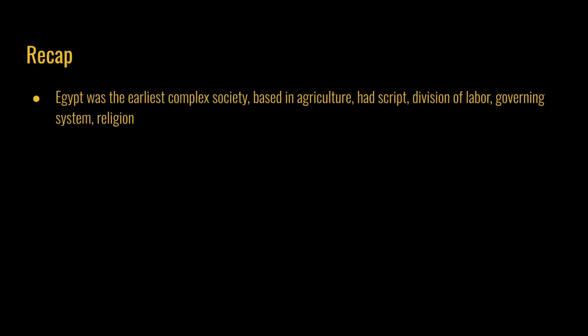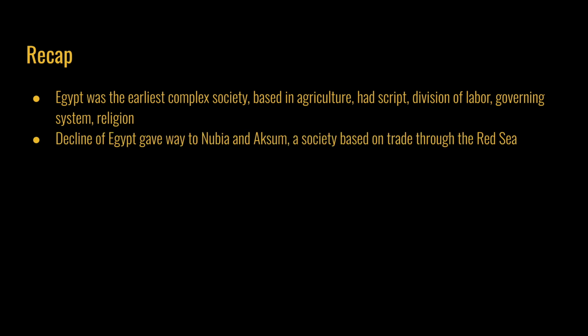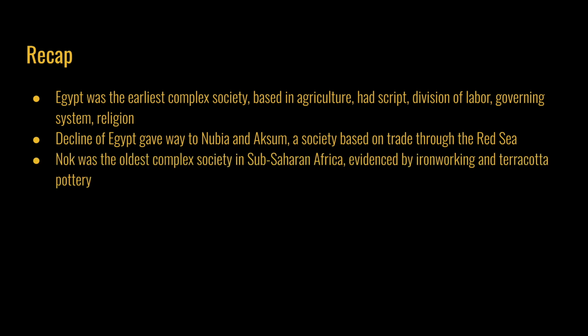Alright, finally here's the recap. Egypt was the earliest complex society based on agriculture with its own script, division of labor, governing system, and religion. The decline of Egypt gave way to Nubia and Axum, societies based on trade through the Red Sea. Nok was the oldest complex society in sub-Saharan Africa, evidenced by ironworking and terracotta pottery.